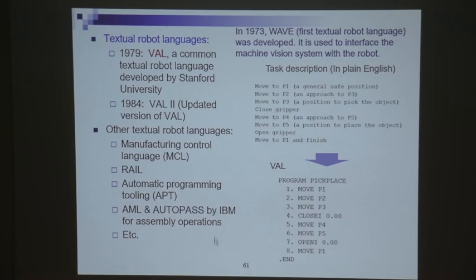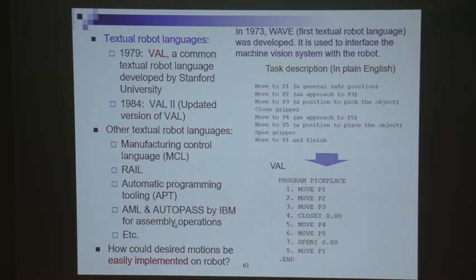Along the way, there are also other textual robot languages. There's the Manufacturing Control Language, MCL, the Automated Manufacturing Language, AML, and AutoPass by IBM for assembly operations, etc. As an end user of the robot, you may end up using the textual robot language or the teaching pendant to program a robot. Of course, when you look at all these things, you have move P1, move P2, and move P3.